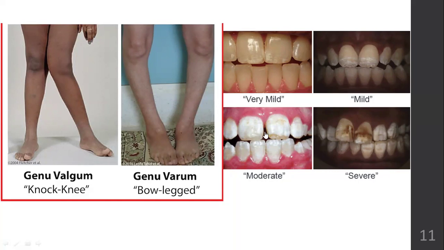This happens to teeth and bones. Bones are also areas where fluorine is stored. Too much fluorine in the bones would lead to valgum and varum. Surgical treatment is required to correct it.